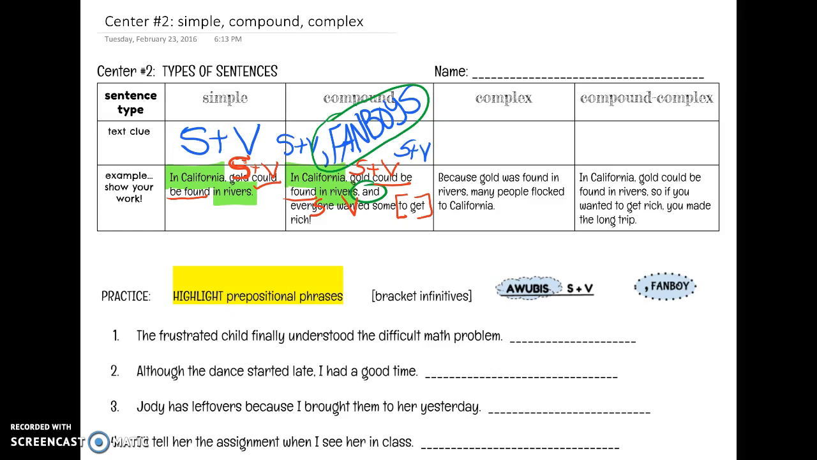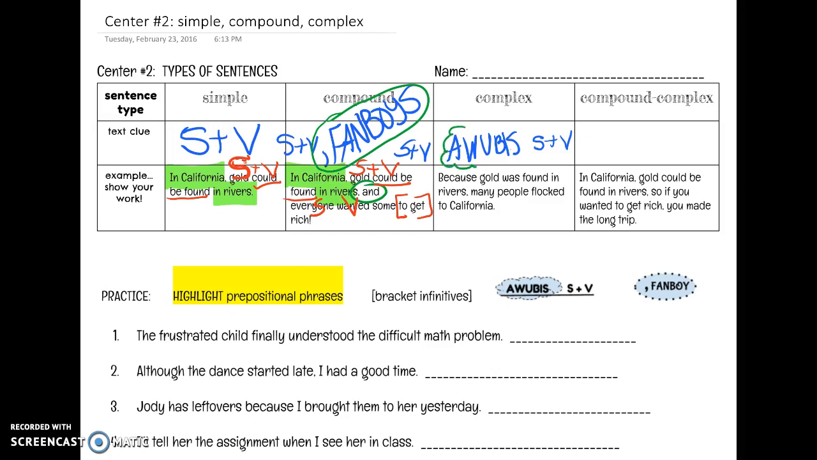Complex sentence, just like its name, starting to get a little bit more complicated. For our complex sentences, we're going to look for an AWUBIS. And in the center on the poster on the whiteboard, I have the AWUBIS list. An AWUBIS has to be followed by a subject and a verb to make it a dependent clause. And this is how I'm going to ask you to code them.